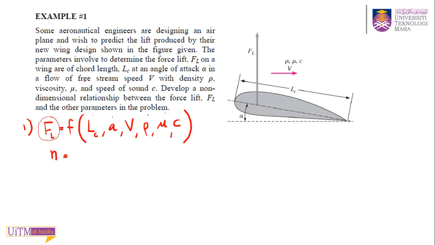7 lah parameter. 1, 2, 3, 4, 5, 6, 7. 7 parameters including the dependent variable kat sini. Semua yang ada dalam problem ni, that's all the parameters. The n, number of parameters kan. So the n is 7, not just 6.